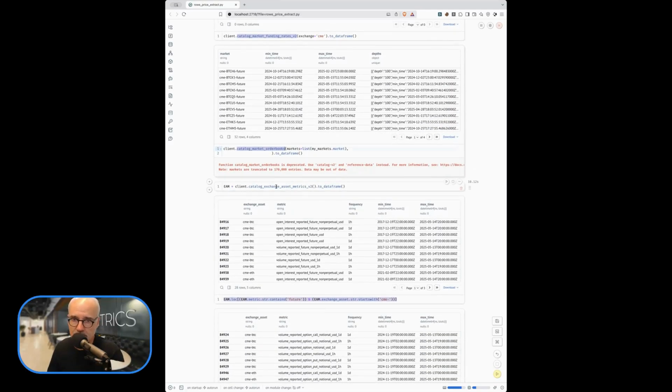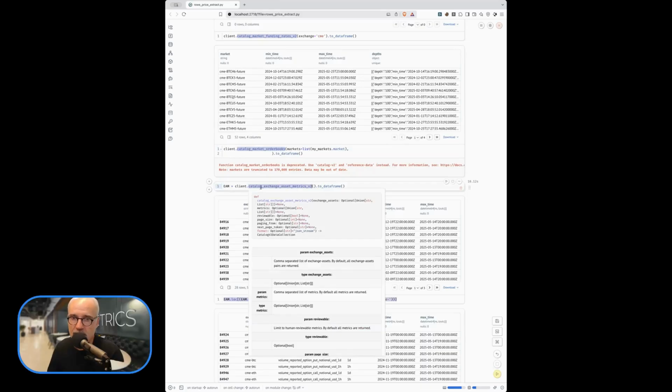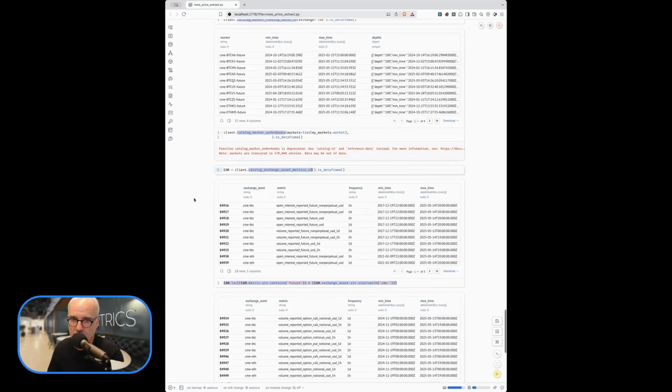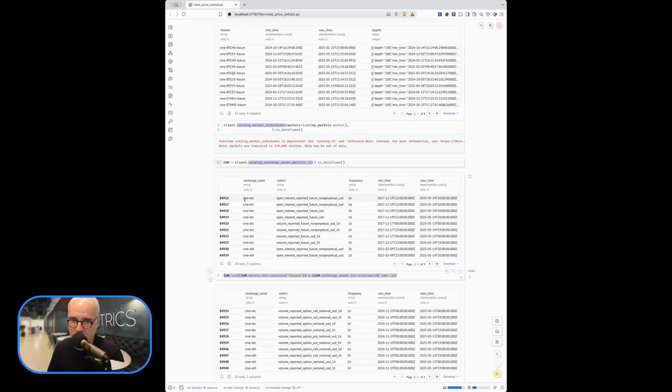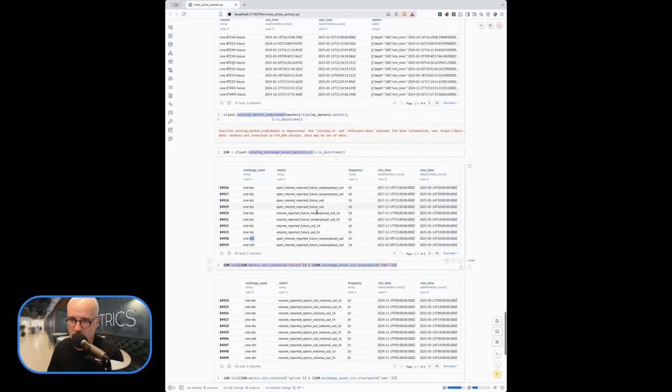We can also see if we have any exchange level asset metrics. So this is a combination of the exchange CME and the asset, in this case BTC or ETH, and we have some aggregations here for volume reported for the futures, for the non-perps and for the perps, and also have open interest available.